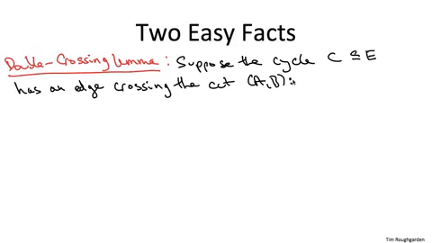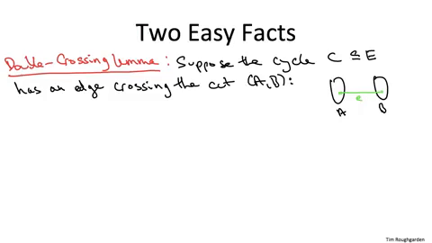The first one I'm going to call the double crossing lemma. In essence, what the double crossing lemma says is that if a cycle in a graph crosses a cut, then it has to cross it twice. It cannot cross it only once.